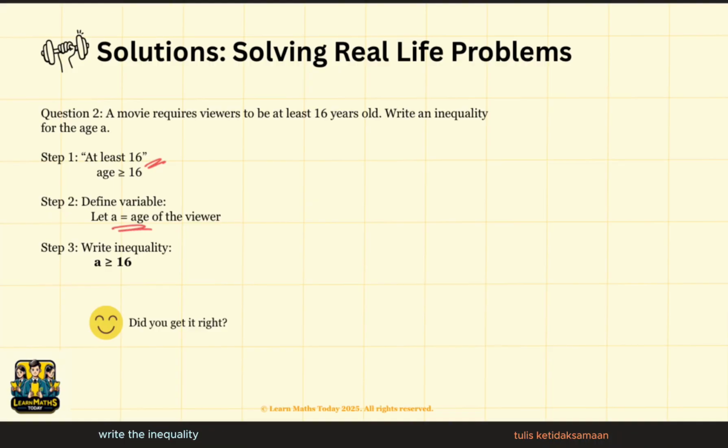Step 3. Write the inequality. Translate the condition into an inequality. That gives us a ≥ 16. Did you get it right? Make sure to match words like at least and at most with the correct inequality signs.